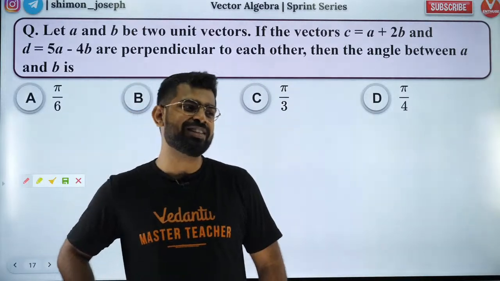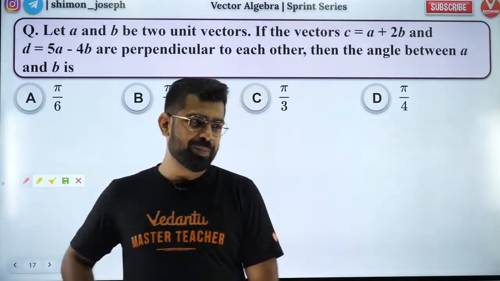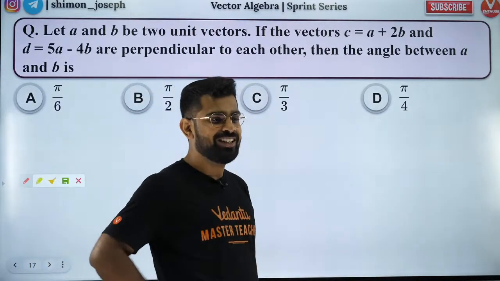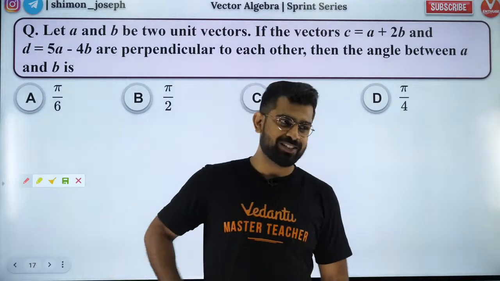First, study sequence and series, complex numbers, binomial theorem, permutation combination. All the 11th standard stuff, you finish first.